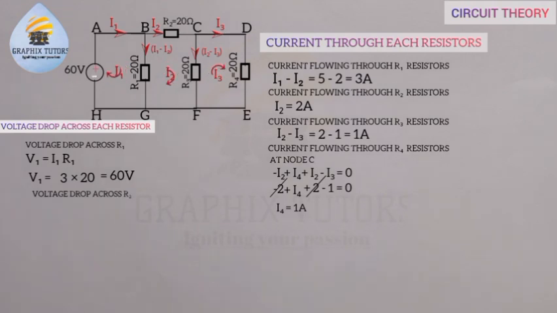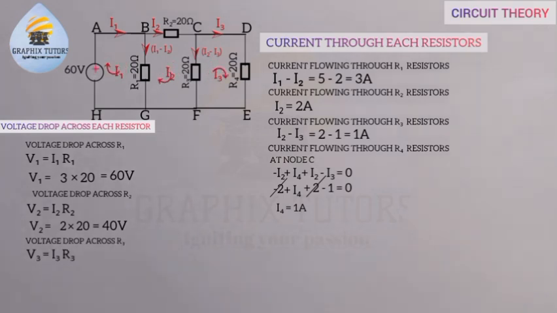For R2, V2 is equal to I2 R2. The current flowing through R2 here, as you can see, is 2, and that is I2 multiplied by the resistance of resistor 2, which is 20, equals what? 40 volts. So for R3, V3 is equal to I3 R3, and I3 is given to be 1 multiplied by 20, and that will give us what? 20 volts.